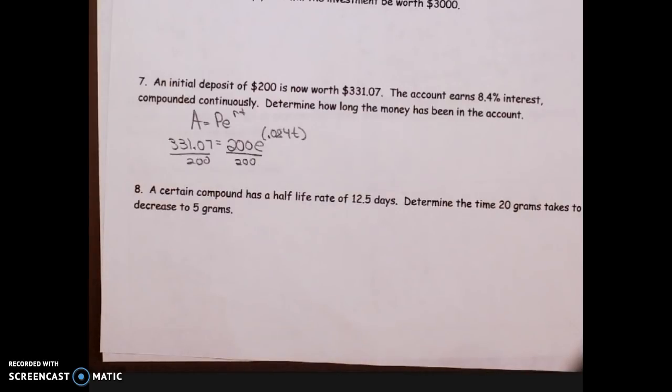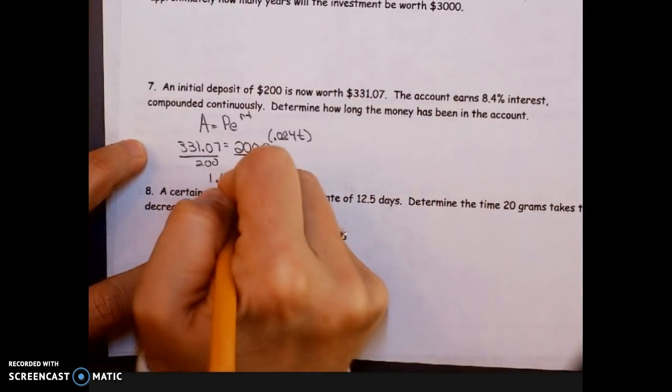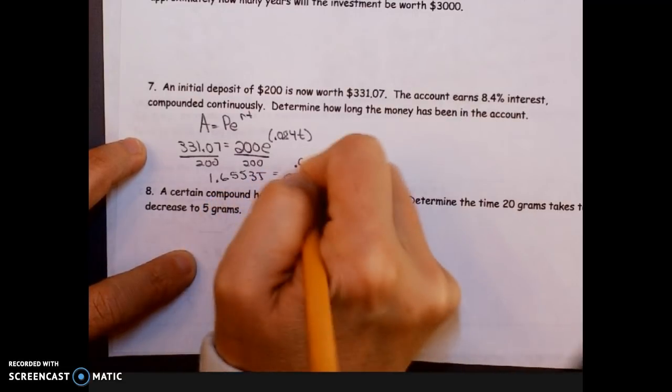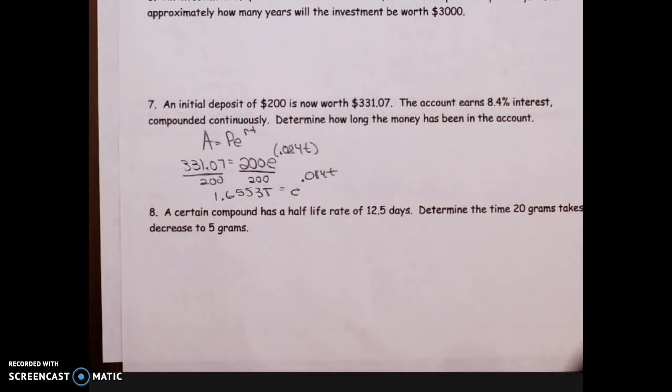I'm jumping to number 7, just for sake of time. We've got about 45 seconds. So I'm plugging into that continuous, the PERT formula. I'm going to take the 331.07 divided by my initial amount. I end up with 1.65535 equals e to the 0.084t. Now I'm going to flip it to log form.